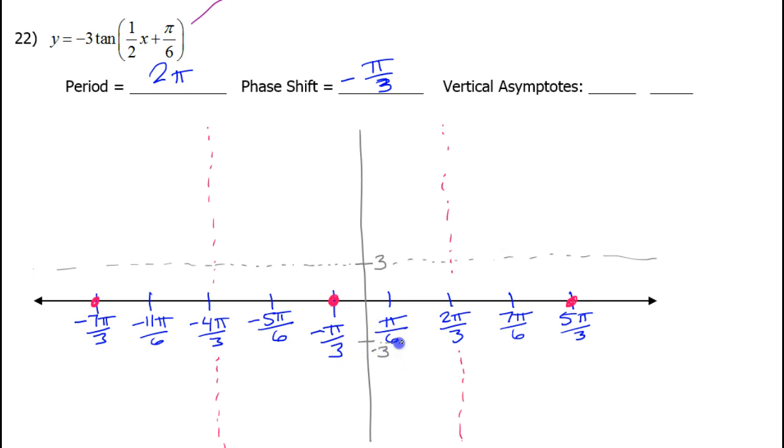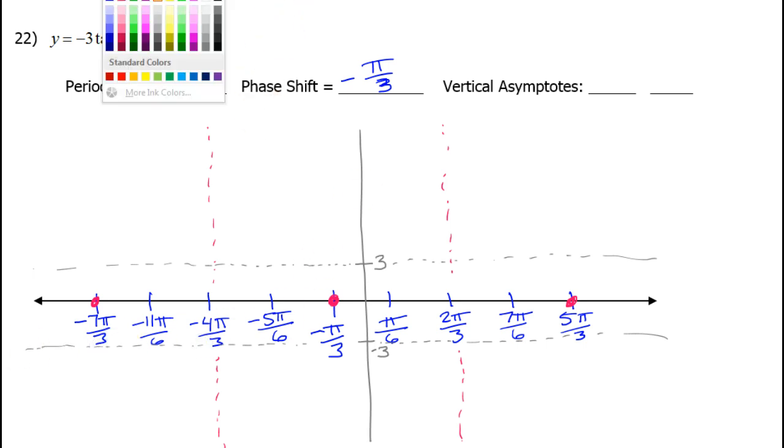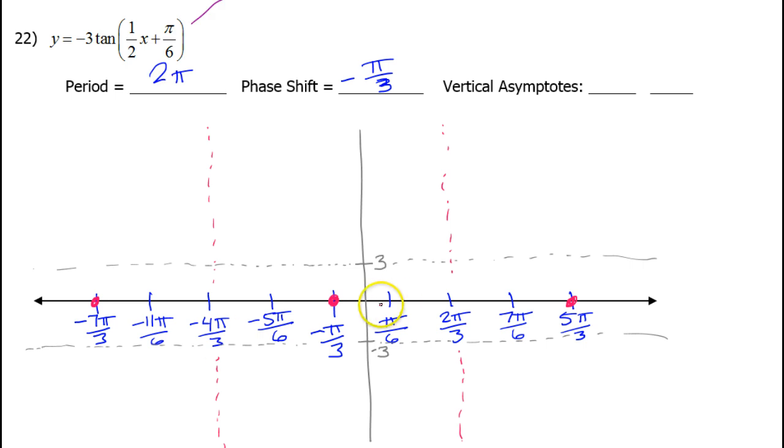Same thing down here. Now, normally the tangent function is always increasing. So as I start at my phase shift, I would go upward as I go to the right. But see the negative sign in front? Because of that, it needs to be upside down. So instead of going upward, I'm going to go downward. So this function will be decreasing because it's upside down.